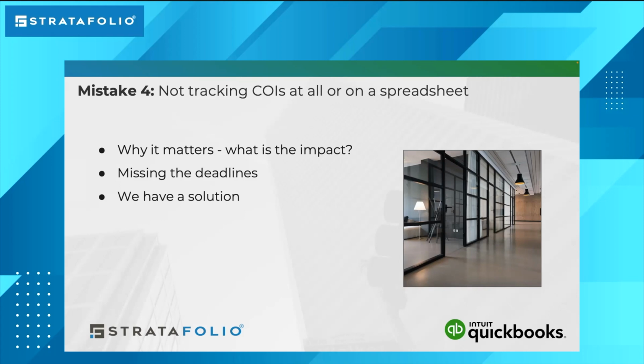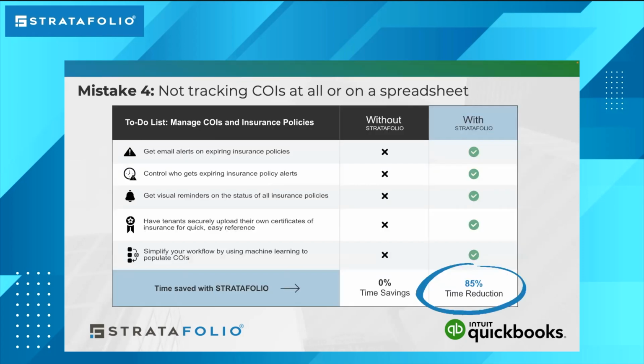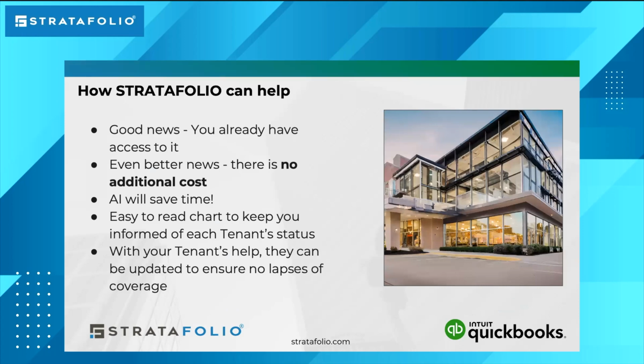And as we already went over, the last thing you want to do is to miss an expiration and then need the coverage. So after compiling data from all of our customers and consolidating it, we have found that using Stratafolio to track COIs resulted in an average time reduction of 85% for our customers. This saves them time, resources, and of course, money, all while making sure that their assets are protected in case tragedy strikes. So let Stratafolio help you track all of your COIs.